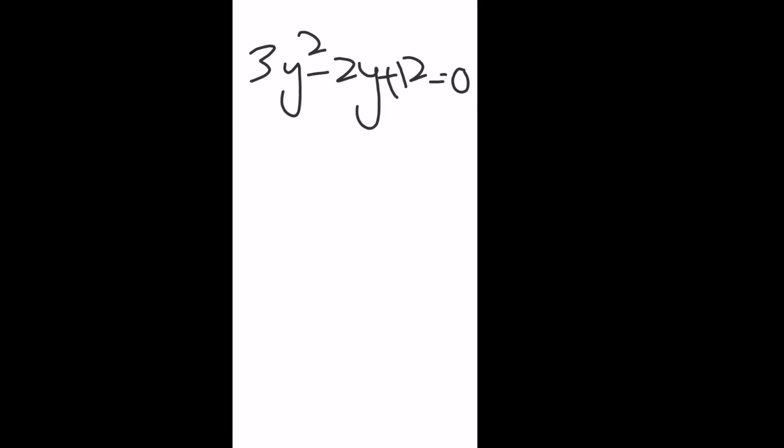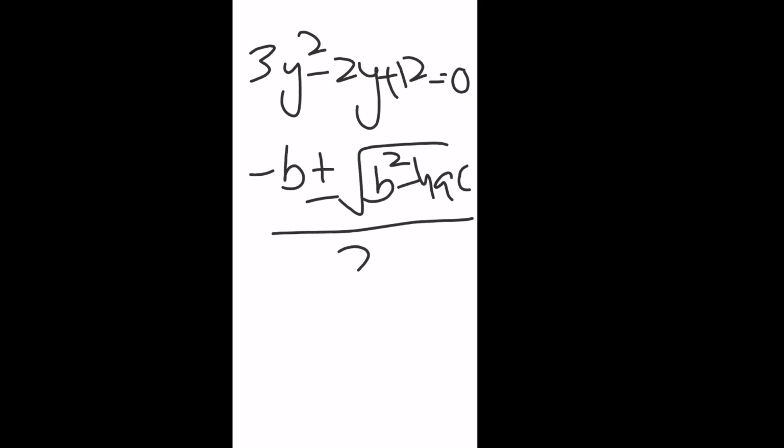So this is the formula, isn't it? Because it's 3y. No, that's not the formula. The formula is actually minus b plus or minus the square root of b squared minus 4ac, divided by 2a. That's the formula.